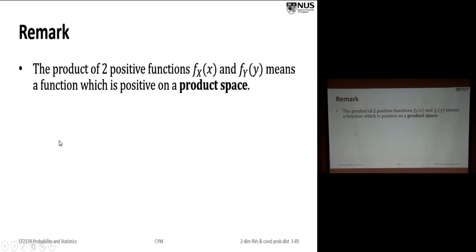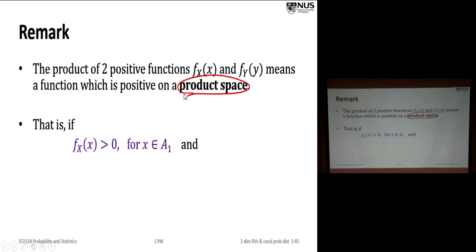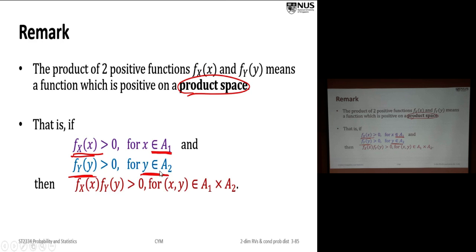But I have to remind you that when we say that they're independent, you also have to look at the product space. What does that mean? It means that if I look at the marginal of x for all x in A1 and the marginal of y for all y in A2, then the product must be true for all the points xy in A1 times A2. So it's something like this.